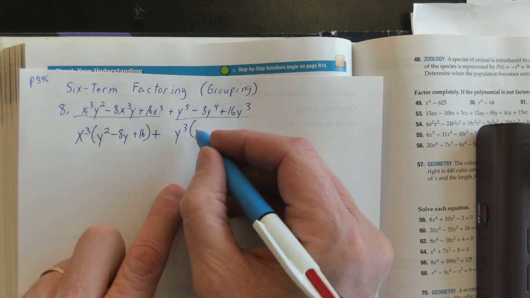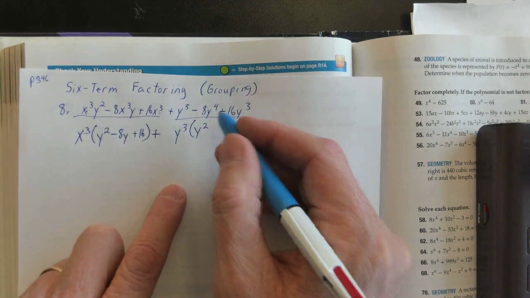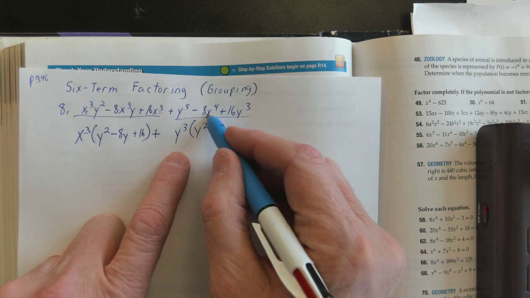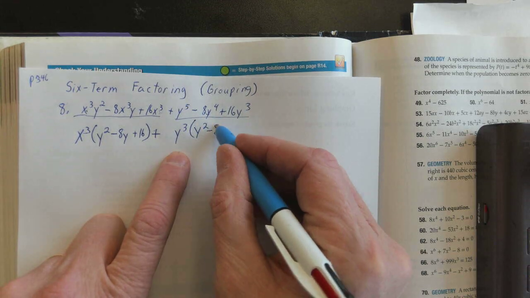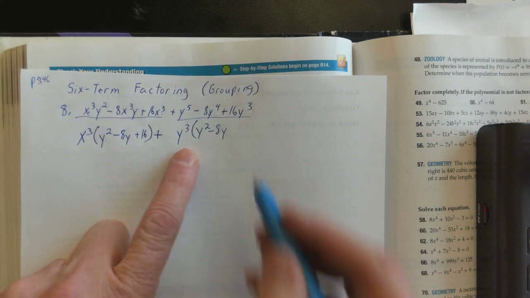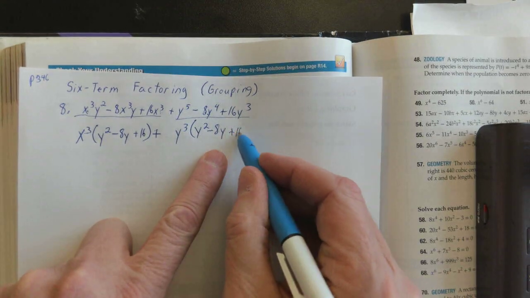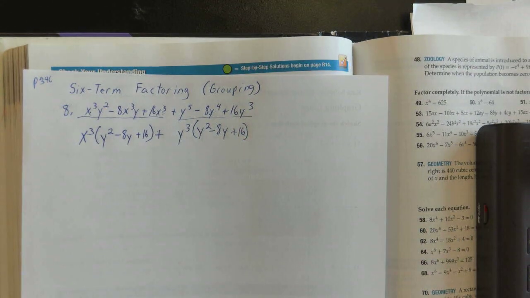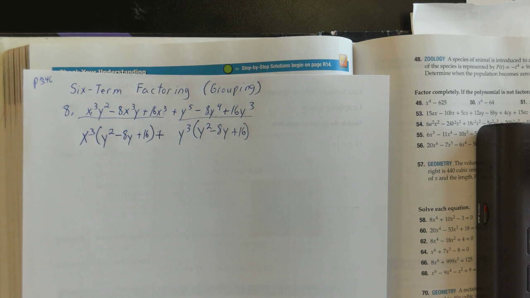Y to the 5th divided by y to the 3rd is y to the 2nd. If I pull y to the 3rd out of this term, I'll have a negative 8 and y left. And out of this term, I'll have a plus 16. Is there something good here that you see that we can keep going, Logan?